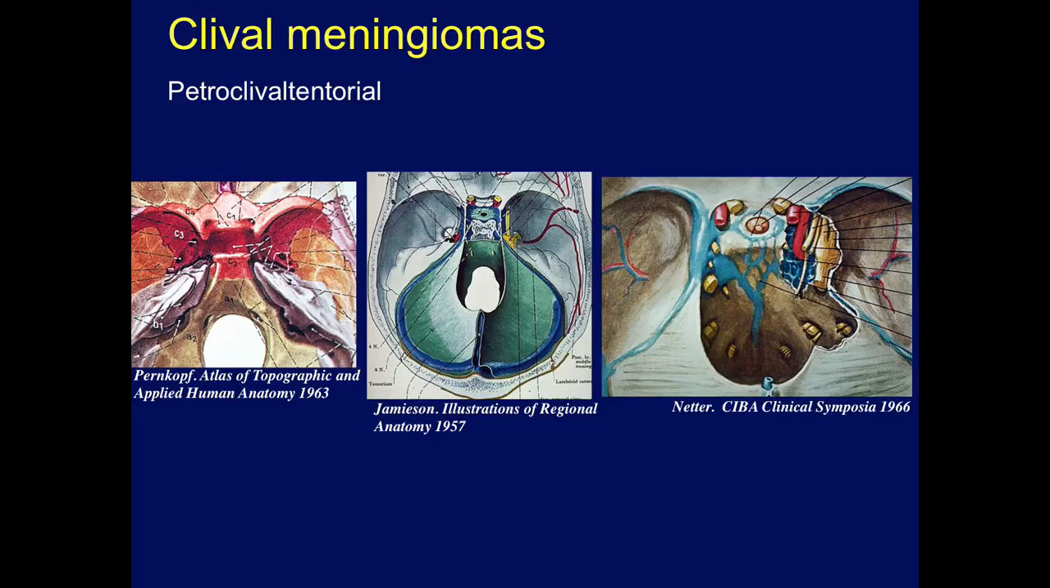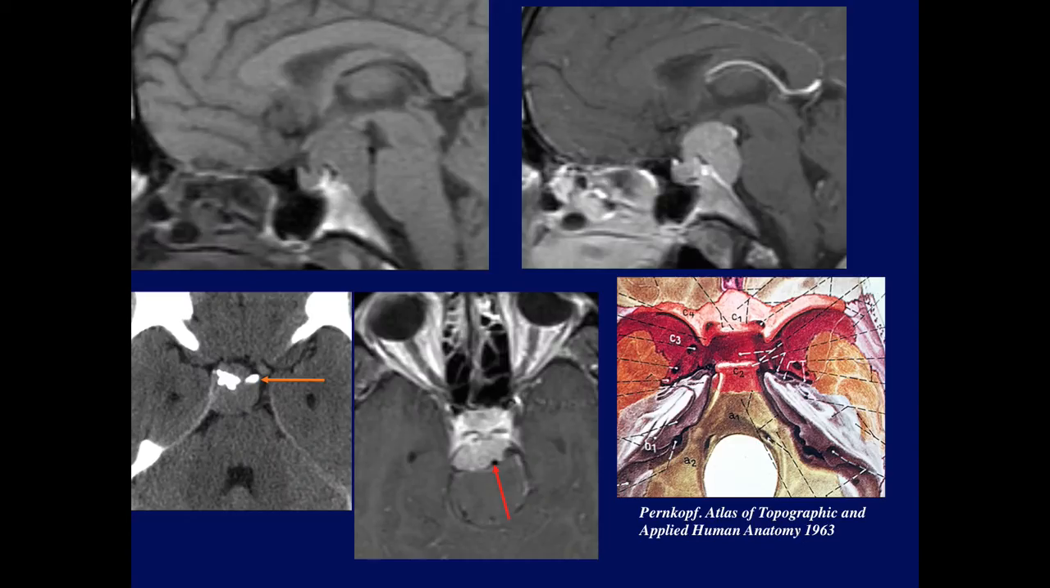Okay, let's start with clival meningioma, also known as petroclival tentorial meningioma in the neurosurgical literature. The reason they use the term petroclival tentorial is because a lot of people feel that these tumors arise from the petrous apex or from the tentorium itself, and secondarily involve the clivus.